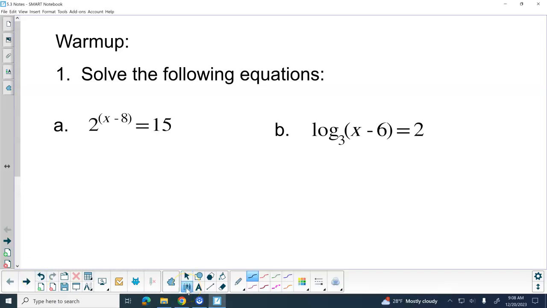First one, isolated, not isolated? It is, isn't it? Yeah, because the exponential term is all by itself. So it's isolated. That was, remember, our first step. We have to get our logarithmic term all by itself. So we're done. Step 2. What was step 2?